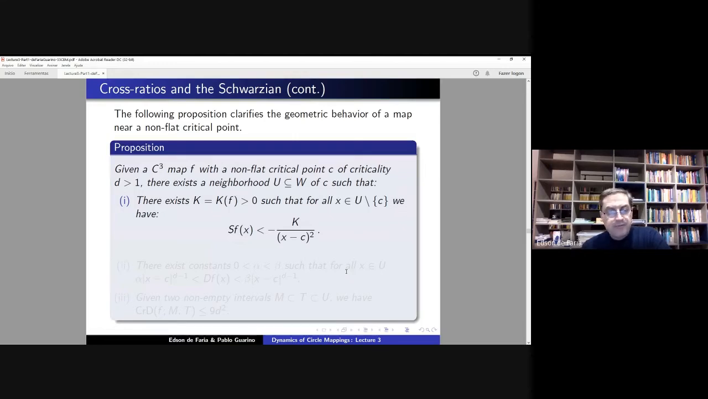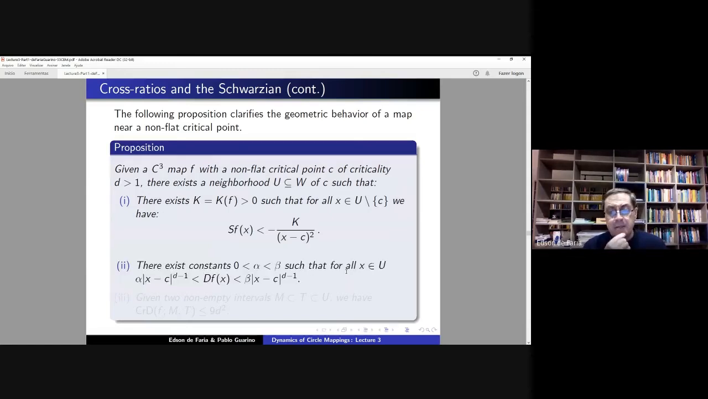In fact, the Schwarzian is less than this negative expression that you see here, minus k divided by (x minus c) squared. So it's not difficult to see that when you have a critical point with a certain power law, if you calculate the Schwarzian derivative, it's always going to have this term, which is essentially 1 over x squared, or 1 over (x minus the critical point) squared, okay? So the Schwarzian always has this negative sign.